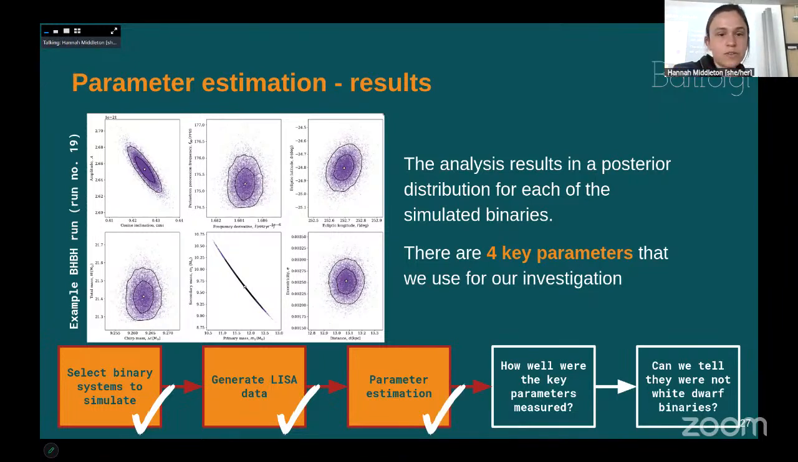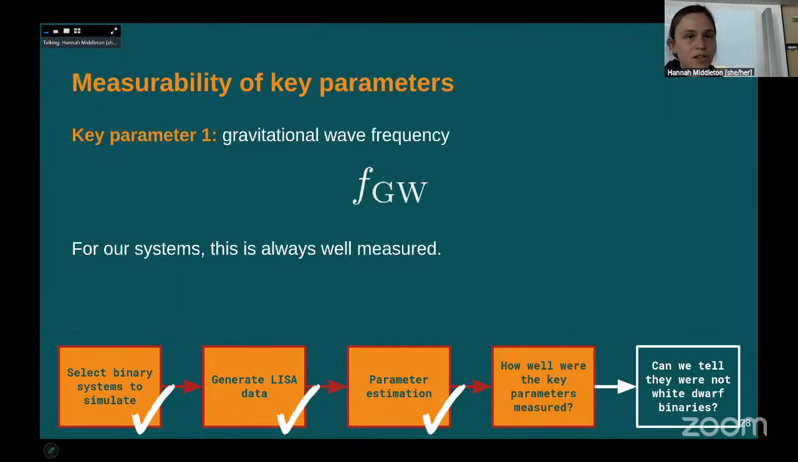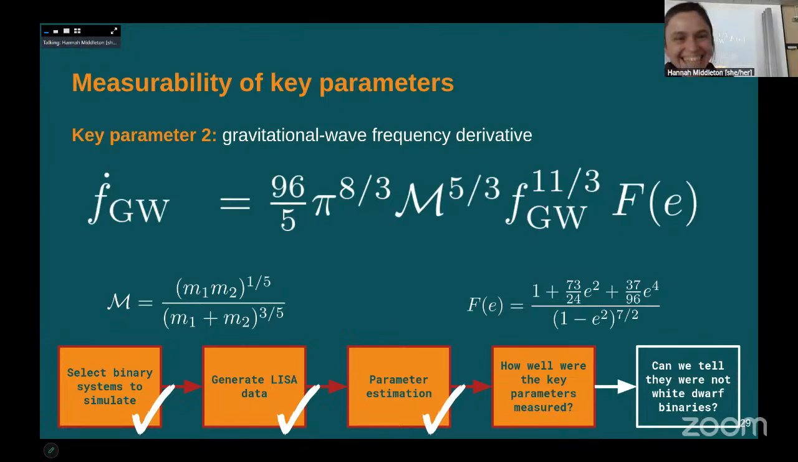Okay, so we've got our parameter estimation results for 300 systems, and we think there are 4 key parameters that will help us to work out whether we can distinguish these systems. So one is the frequency of the gravitational wave. And for our systems, this is always well measured. So these are near monochromatic systems. So they're sort of clear against the background, and measuring the frequency is relatively easy.